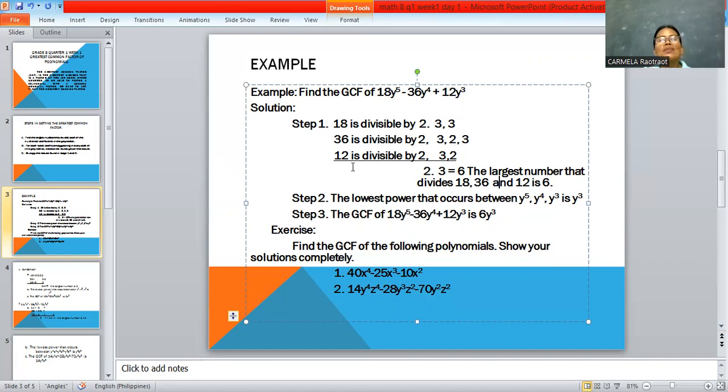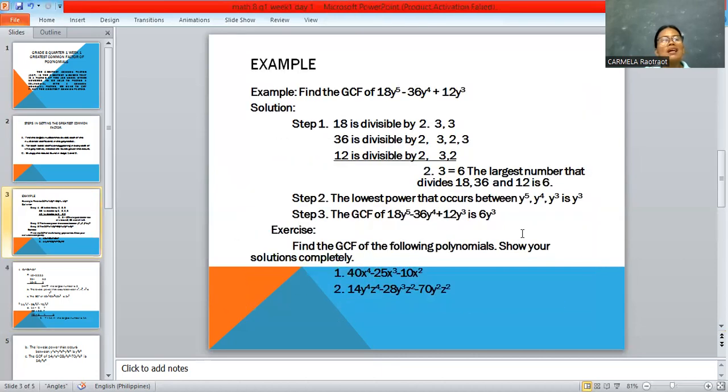Step 3: the result of step 1, which is 6, and the result of step 2, which is y^3. So therefore, your GCF is 6y^3.